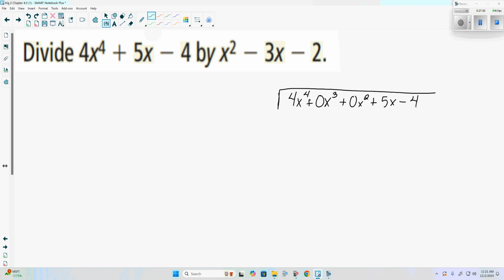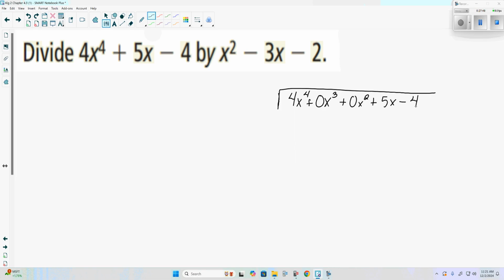So we start off with whatever variable has the biggest exponent. So x to the fourth, so we need it, x cubed, x squared, x, and our number. If any one of those is missing, we add it in with 0 times whatever that term is. Now, if it is the constant term, we just do plus 0.